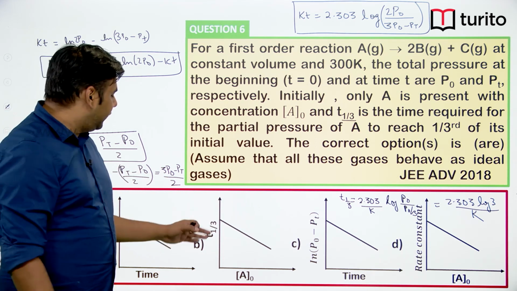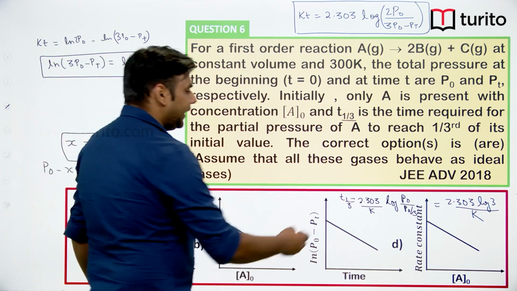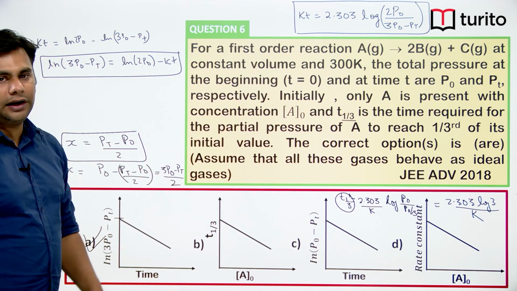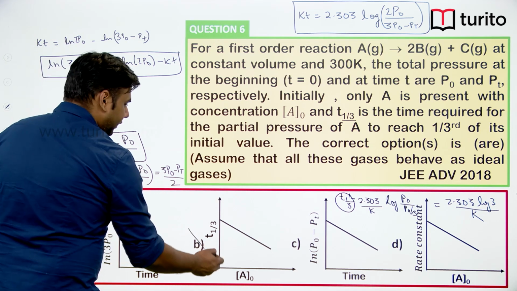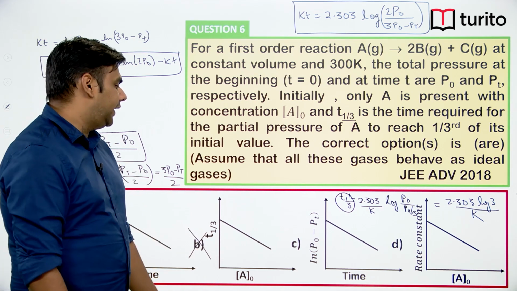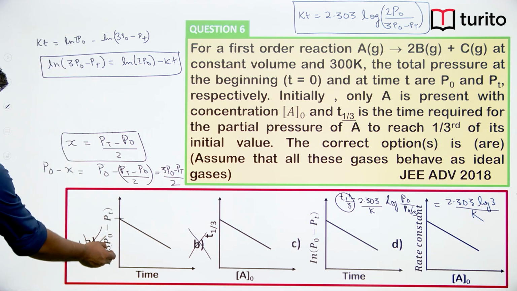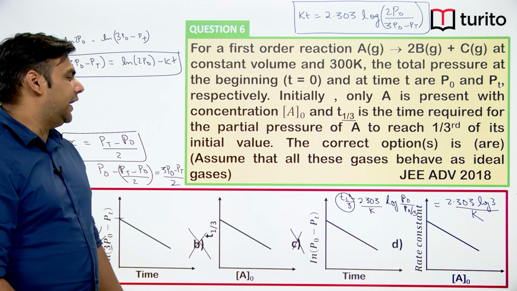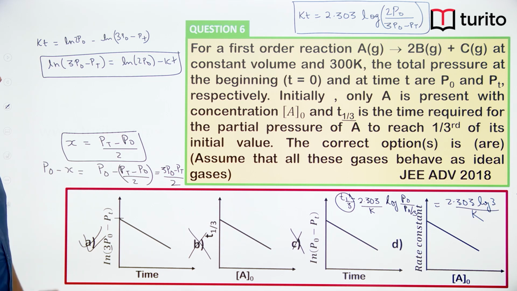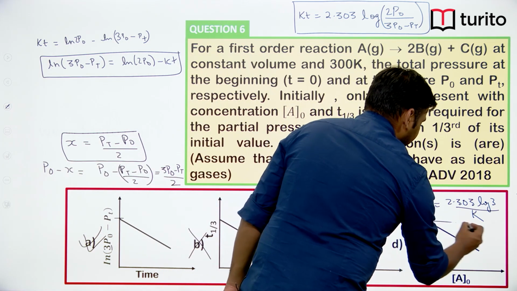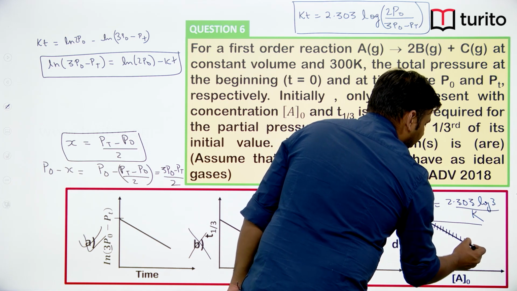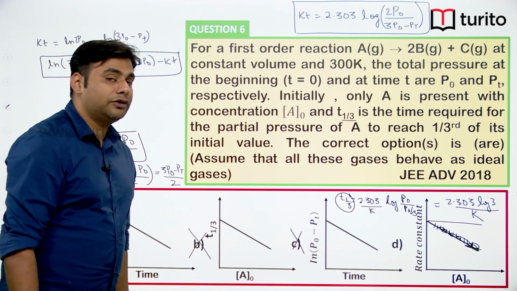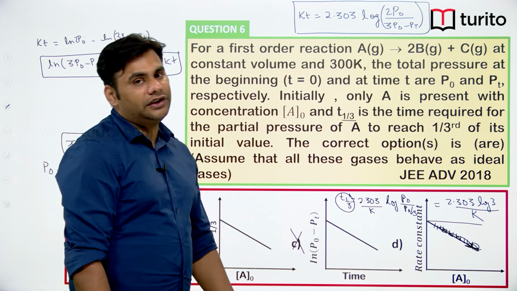If we plot T1 by 3 versus A naught, we know that T1 by 3 is independent of concentration. It's a constant value, K is constant, so it is the ratio of two constants. So this is incorrect. If you plot ln P naught minus Pt versus time, we have already said that there has to be a 3 P naught over here, so this is again an incorrect graph. Now if you plot rate constant with A naught, that is concentration, I think the graph in the paper was this, so this is not the graph. We know that rate constant is always a constant and changes only with change in temperature.